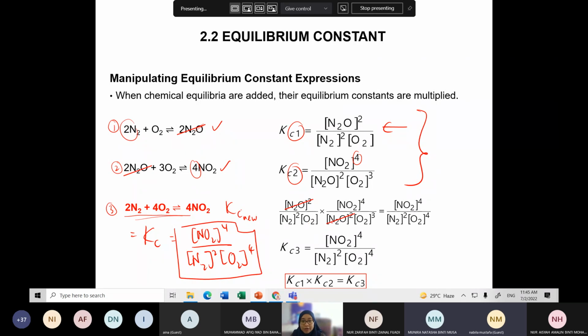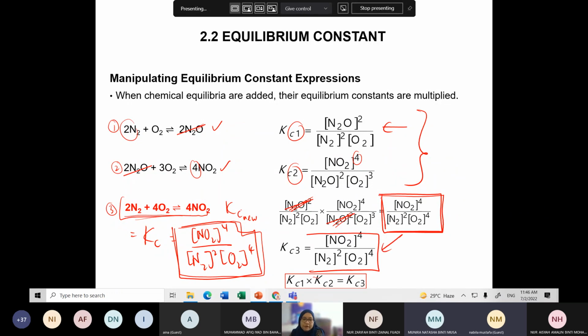Okay, you darabkan dia. Bila you darabkan dia, you cancel. Nampak tak? You dapat yang sama dengan the new one. See? You dapat yang sama. Sama tak this one? Yang ni yang kita translate directly from this one kan? But this one is the one that we manipulate the first and second reaction to get the third equation punya expression. See? Exactly the same. Just by manipulating these two Kc. Dapat tak ni? This is your Kc3. This is actually the same lah.